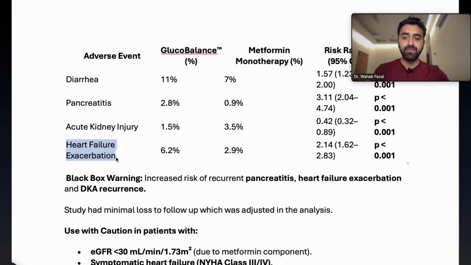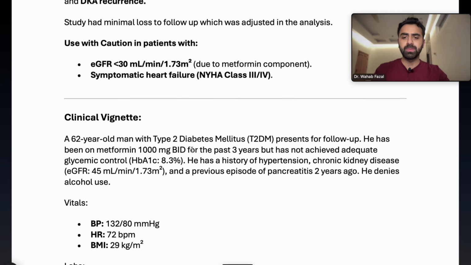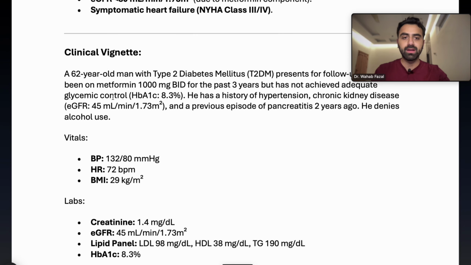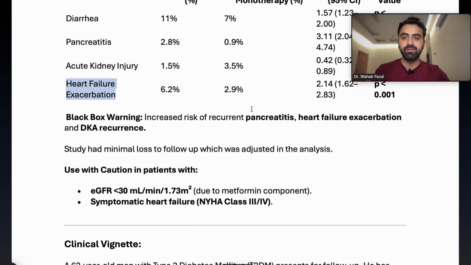And then heart failure exacerbation. Does our patient have heart failure? Our patient did not have anything relating to heart failure, right? So we didn't have any history of heart failure. What are the black box warnings? Increased risk of recurrent pancreatitis. Remember, our patient had an episode of pancreatitis. We don't want to cause him pancreatitis again. That is bad. DKA recurrence. Our patient has not had DKA yet. And then heart failure exacerbation.